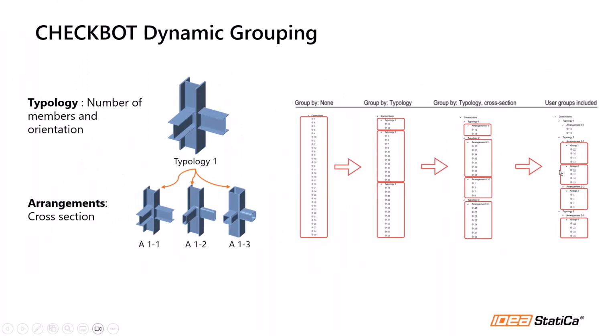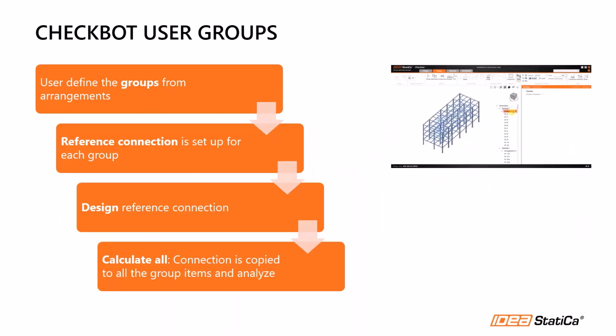Then the groups that the user is creating here lead us to the batch design. So let's see the process in the following slide. The user will define the groups of joints from the arrangements. Then each group will have a reference connection. That connection will be the master item. After designing it, you close that item and then click on Calculate All. This will instruct the software to copy the master connection to all the joints in the group and then analyze them.